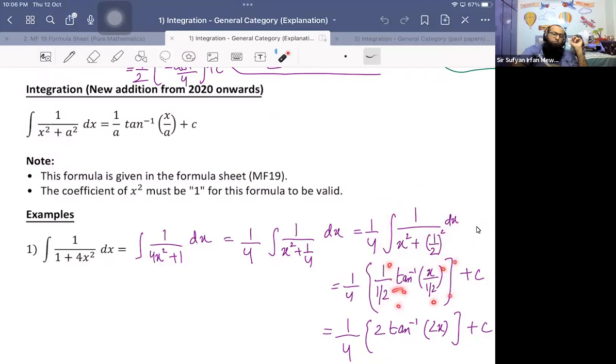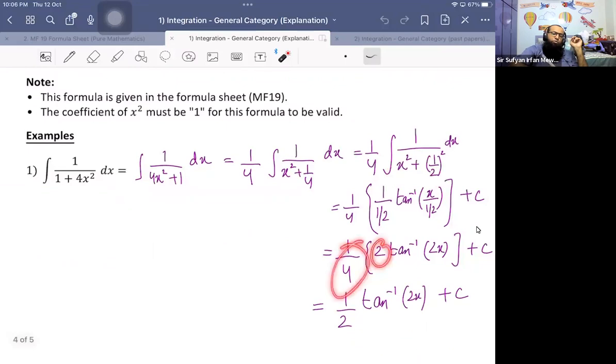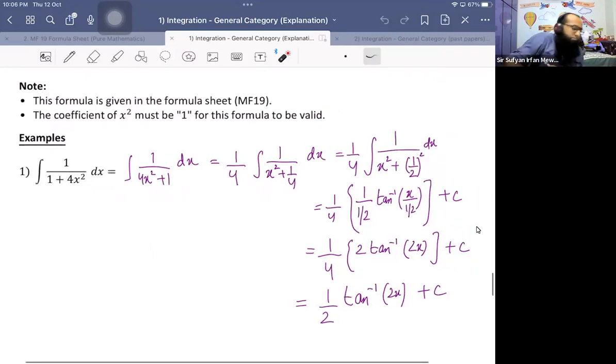So 1 upon half will be converted to 2. x upon half will be converted to 2x. And now this 2 will be multiplied by 1 upon 4, and 2 upon 4 is 1 upon 2. So we have got 1 upon 2 tan inverse 2x plus c. Let me repeat it once. 1 upon 1 plus 4x square.